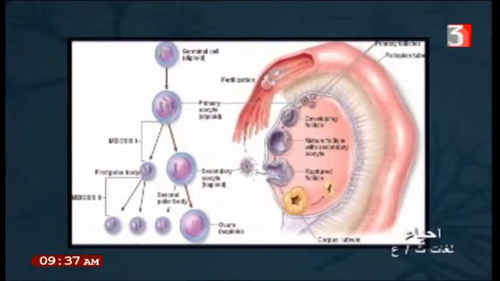Germinal cell or mother cell. This mother cell contains a diploid number of chromosomes. Diploid means 2n, which means 46 chromosomes. Okay? We now describe what happens inside the ovary. Inside the ovary, cells undergo meiosis division. What is meiosis division? In meiosis division, the mother cell produces 4 cells, okay?